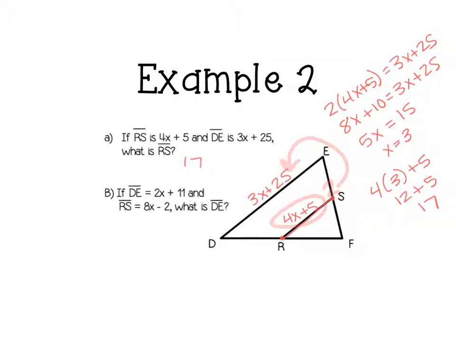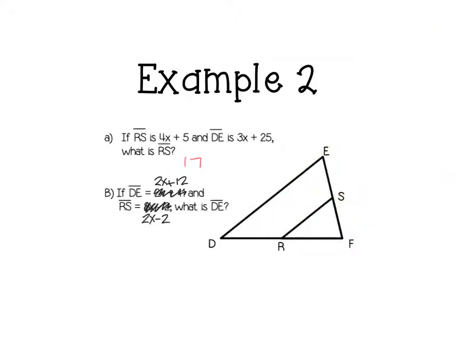Now I want you to try part B on your own, but first we need to fix a typo on your foldable. So instead of reading 8x minus 2, this should read 2x minus 2. And DE should read 2x plus 12. Now you can try B on your own.